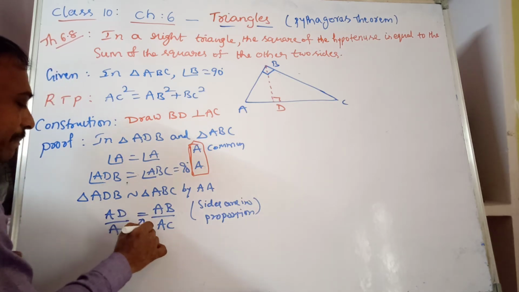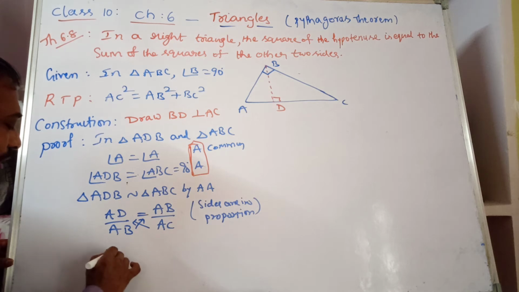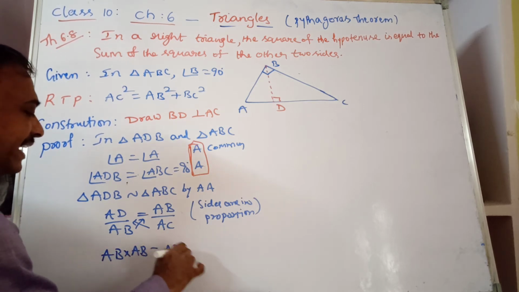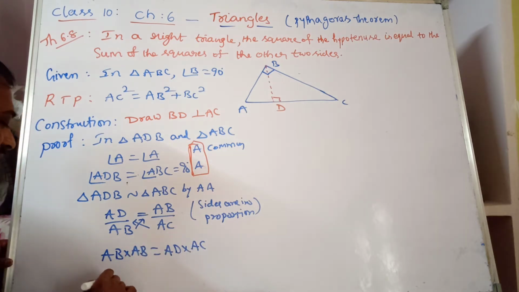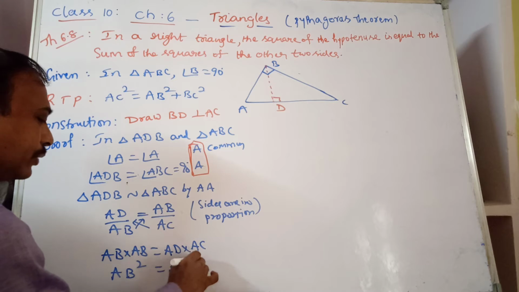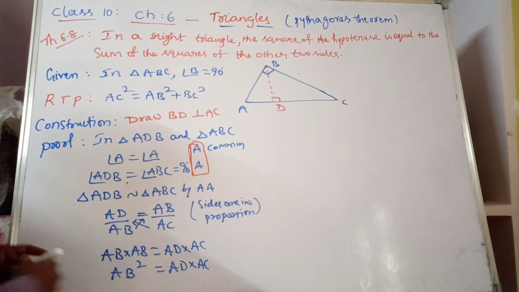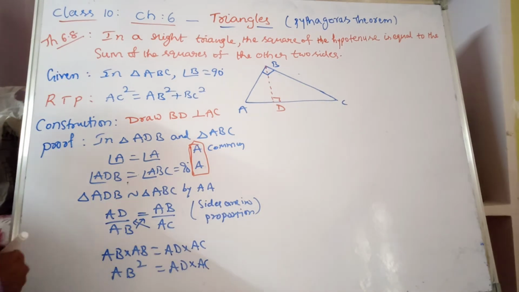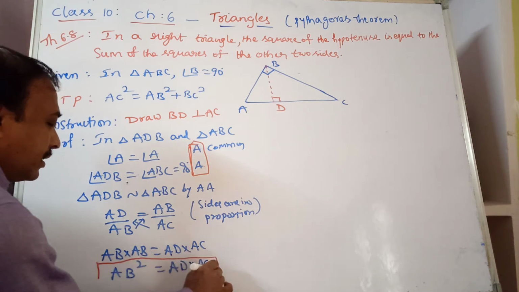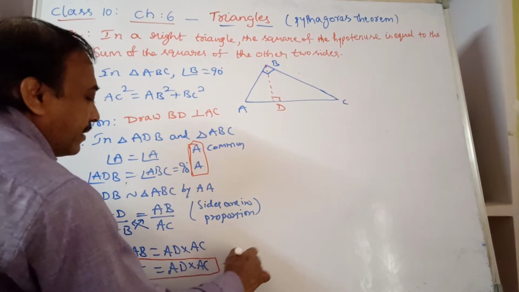Observe it, cross multiplying these two: AB into AB is equal to AD into AC. Now you can write AB square is equal to AD into AC. This is equation 1, which we got now.